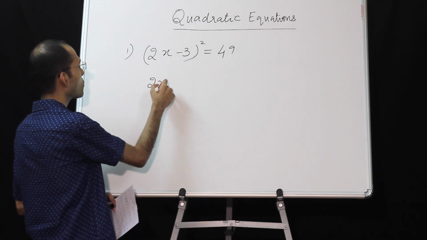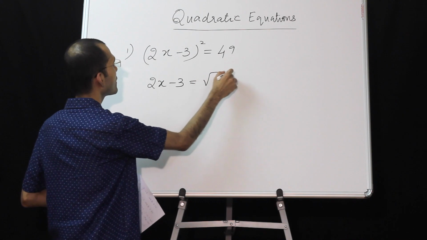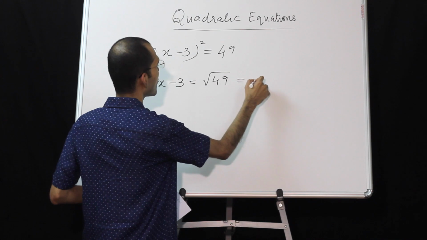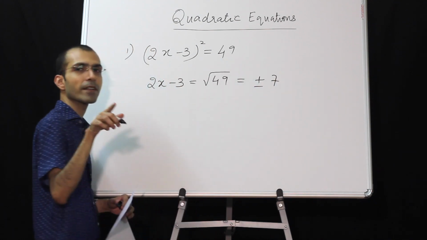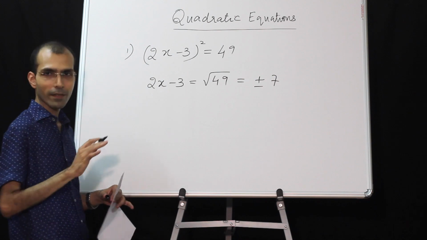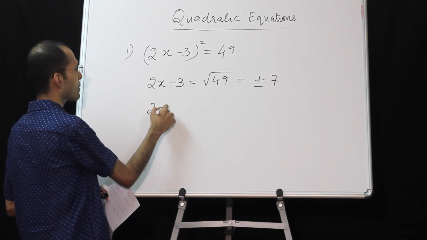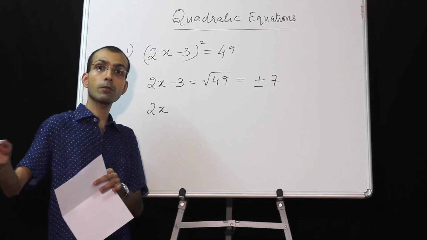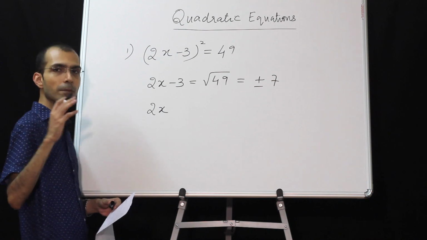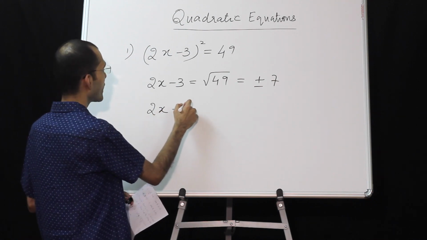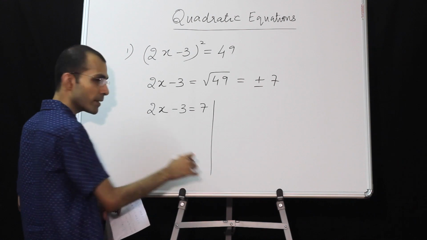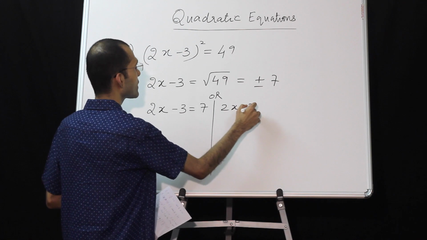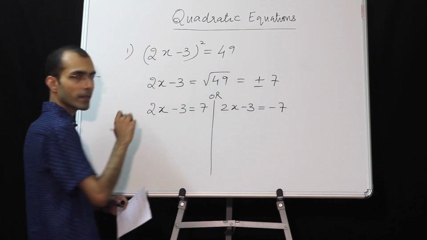We can say that 2x minus 3 will be square root of 49. Square root of 49 will be plus or minus 7. That is most important here. Now, square root of any number, say square root of 64 can be 8, square root of 64 can also be minus 8, no problem. So, two possibilities arise. 2x minus 3 will be 7, or 2x minus 3 will be minus 7.